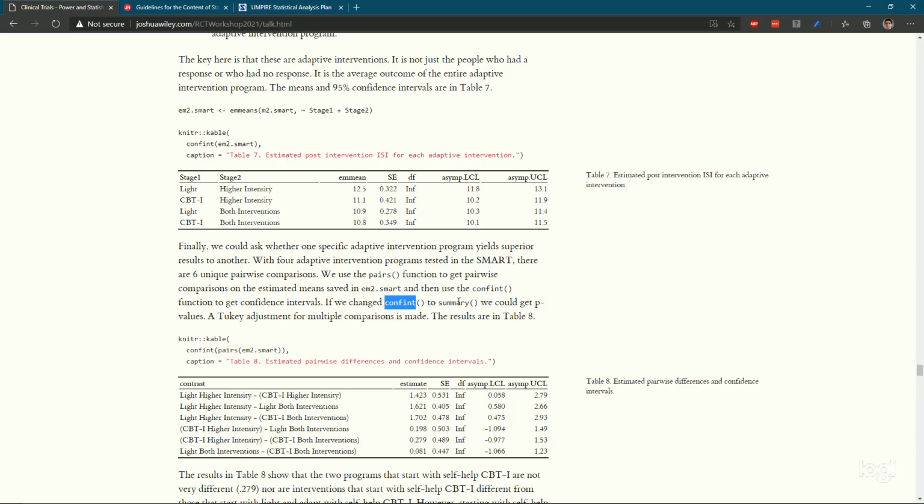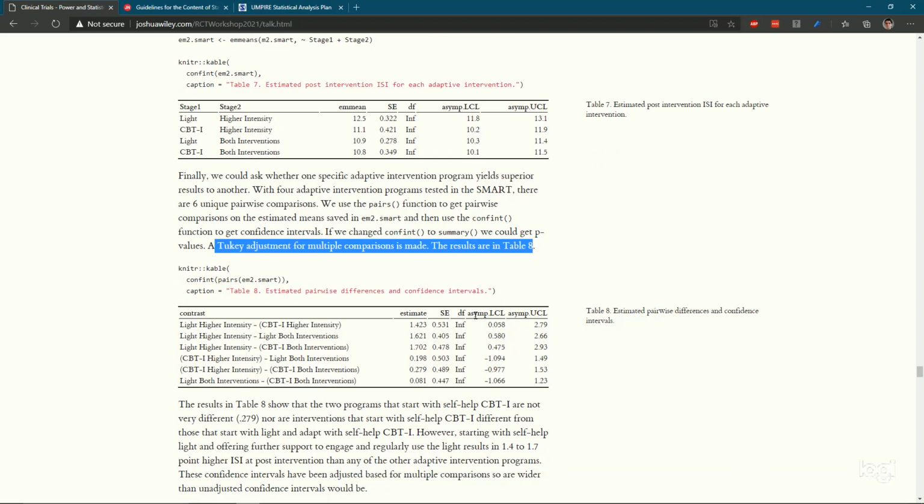If we change confint to summary, we'll get p-values instead. By default, it'll do a Tukey adjustment for multiple comparisons, and that Tukey adjustment, if we're getting confidence intervals, is an adjustment that makes the confidence intervals wider to properly take into account the multiple comparisons. If we use the summary function, that Tukey adjustment would adjust the p-values so that the p-values are taking into account multiple comparisons. And now we can see here these contrasts.